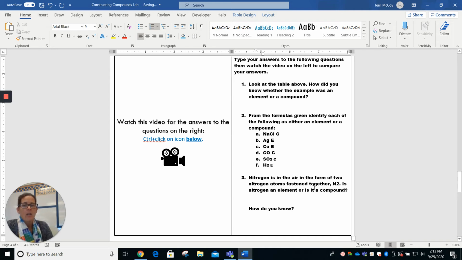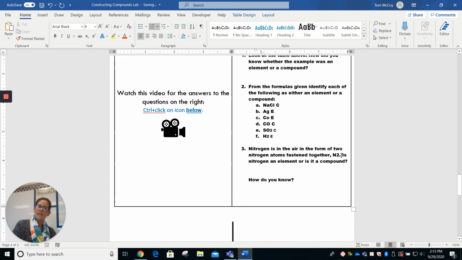Okay, excellent. So number 3 says nitrogen is in the air in the form of 2 nitrogen atoms fastened together. We've got N2 as its chemical formula. Is the nitrogen an element or is it a compound? We've got N2, is it an element or a compound? Same as above, we're still looking for those capital letters, right? How many capital letters do we have in N2? Just 1. And if we only have 1, is that an element or a compound? That's right, it is an element. So we're going to click down here and we're going to write element.